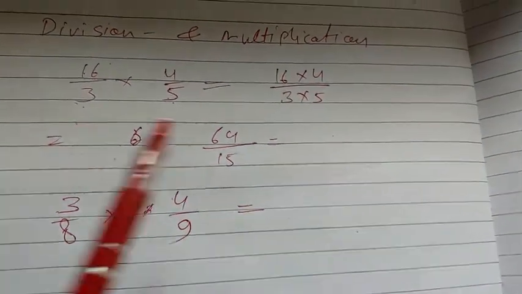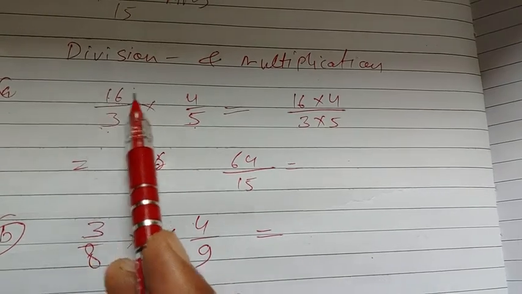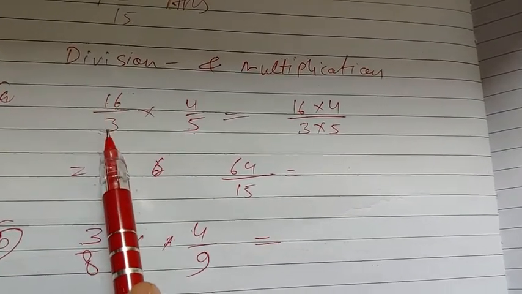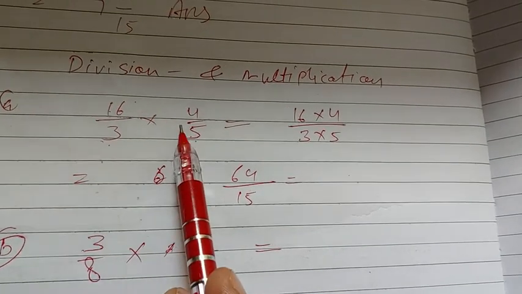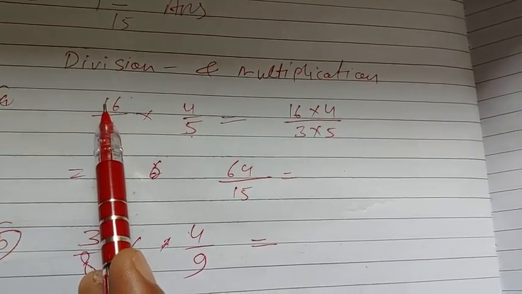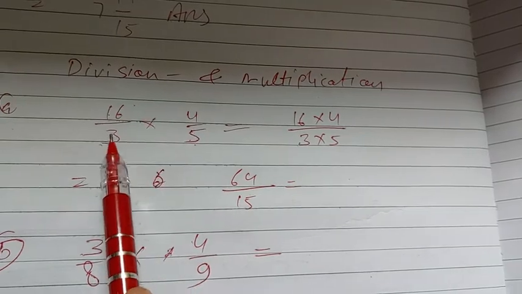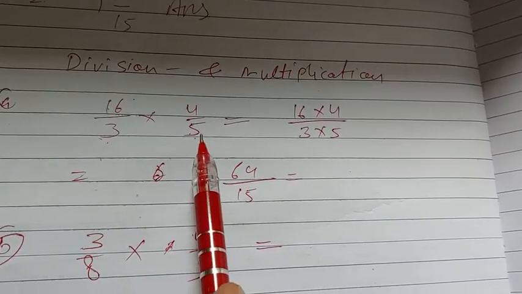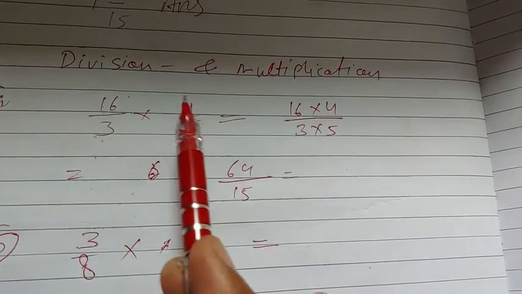I am reminding you that the cancellation process is when the numerator of any fraction can be divided by the denominator. Any of these numerators can be divided by any of the denominators, 5 or 3, but here that is not the case.